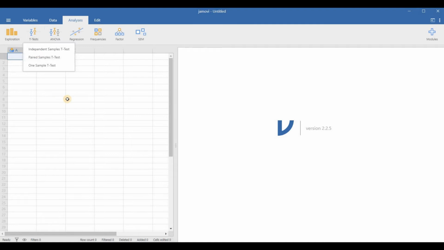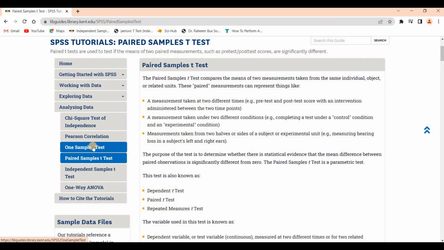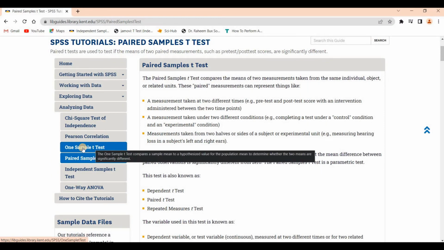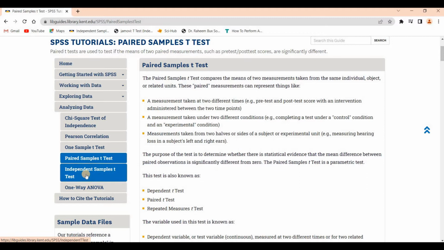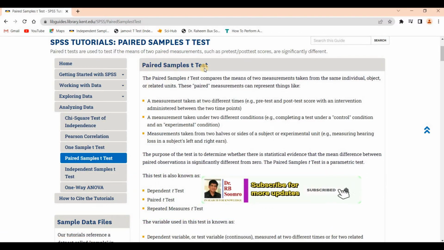Whenever we are working with a parametric test, we have to meet some parameters. So in order to provide some concepts of the paired sample t-test, I'm opening another link. Here you're looking at a Kent State University page, where conceptual detail is available regarding the one sample t-test, paired sample t-test, and independent sample t-test. Now we are trying to understand the paired sample t-test.